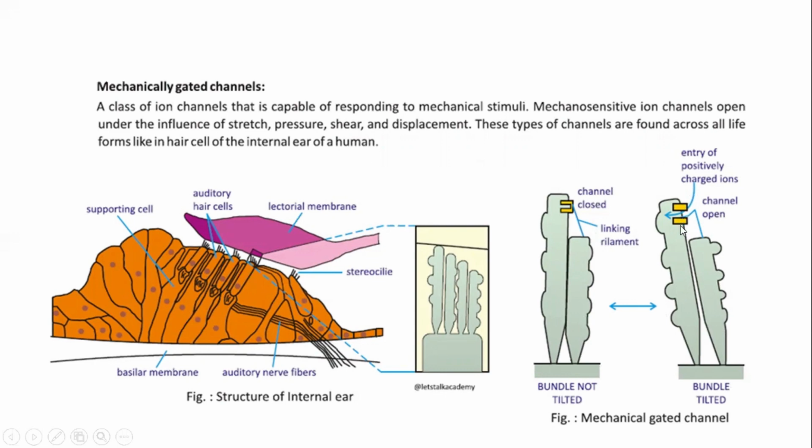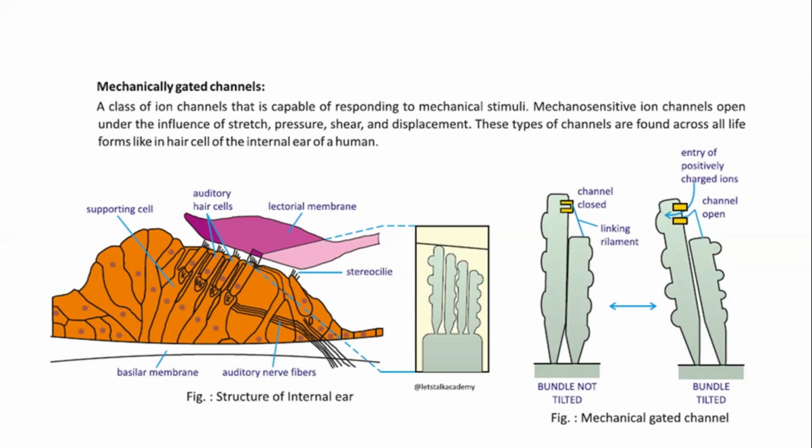the channel gets opened up. So when this channel gets opened up, the ions will go inside, and it is going to give the signal to your brain and to the nerve fibers about what kind of sound has been falling onto the internal ear of the human ear. Okay, did you get a little bit of an idea?